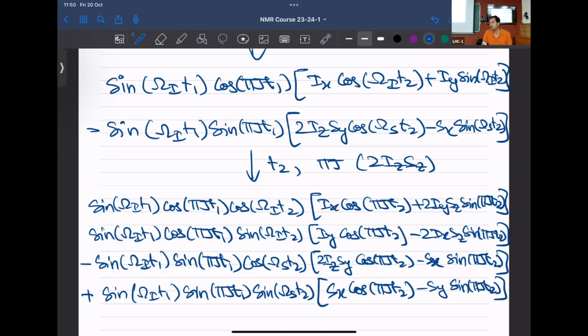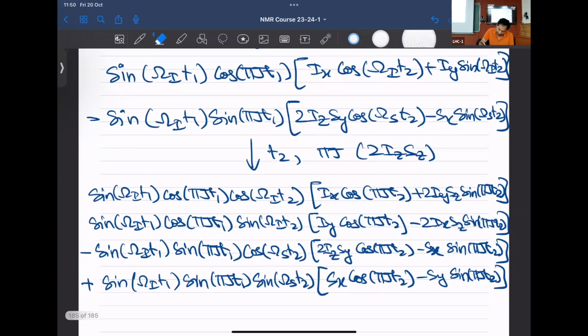Too many terms, right? Sorry, made a small addition. One more term will be there. Minus 2 Iz Sy. Okay? Because Sx will become Iz Sy. Which one? It should be plus. It should be plus, yes.